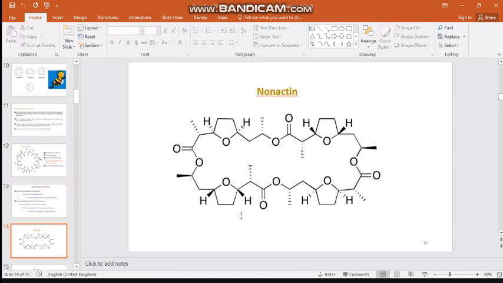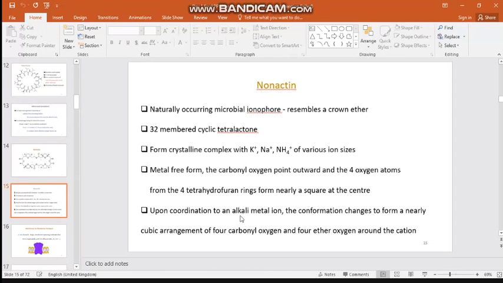And nonactin. Nonactin is another polyether containing chelate. This special molecule, if you look at it, is a naturally occurring microbial ionophore. It is present in microbes. It resembles crown ether, which we have seen.